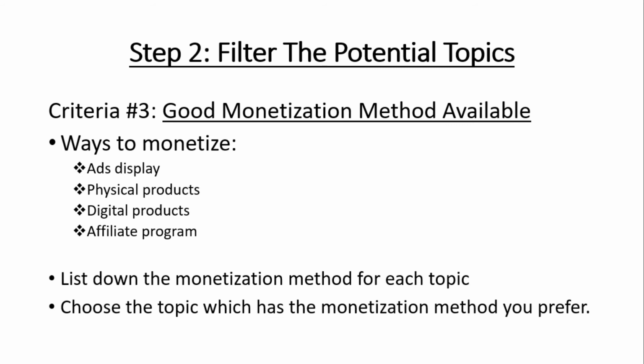So for the topics you choose, you need to list down what their potential monetization method is as well. Choose the topic which has the monetization method you prefer. For example, I only prefer digital products as the primary monetization method. So even if I like topics like furniture, I just won't create a project on it.